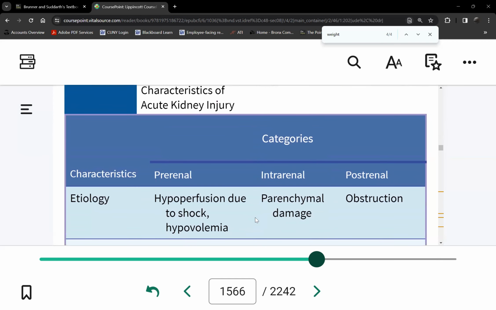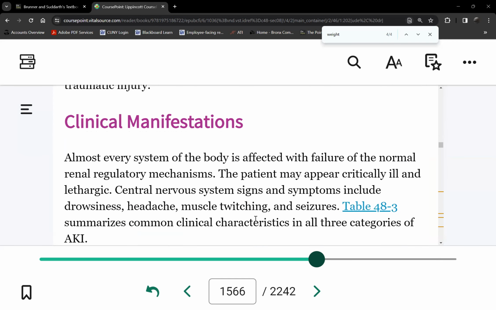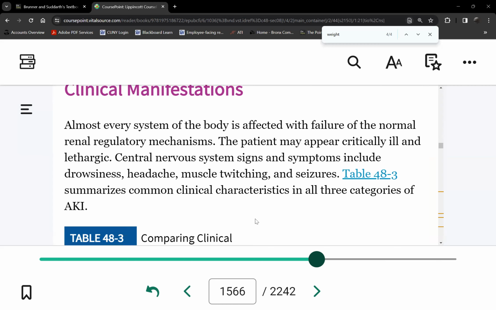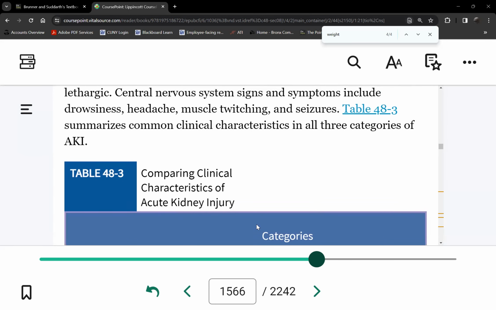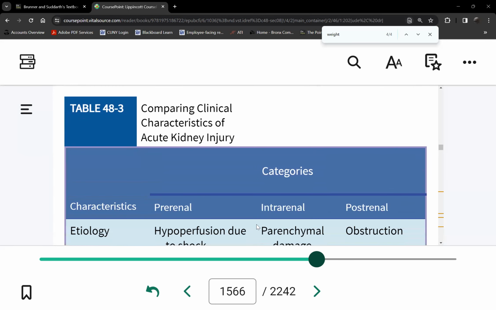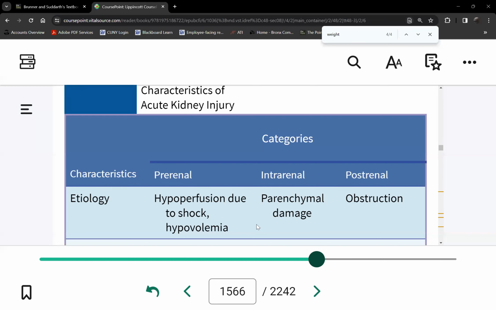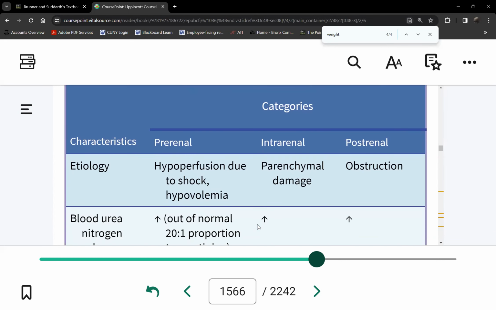Manifestations, so let's keep it simple. If the patient is in the oliguric phase, what manifestations do you expect? Dehydration or fluid overload? The oliguric phase. Overload, sorry. They're in overload. Okay. What about the diuretic phase? Deficit. As simple as that. So look at table 48-3. These are now your manifestations.